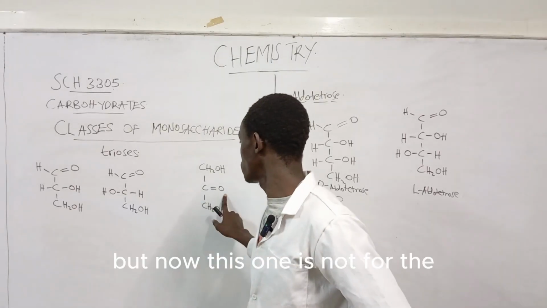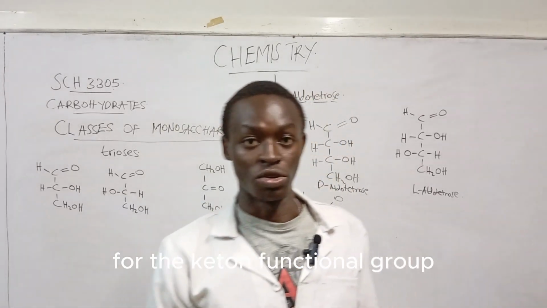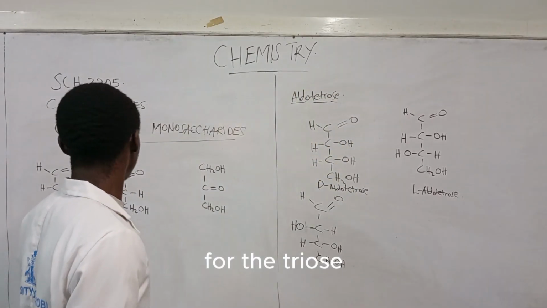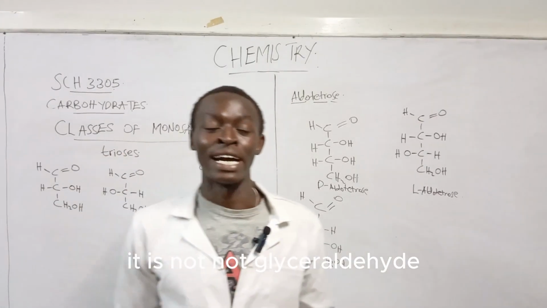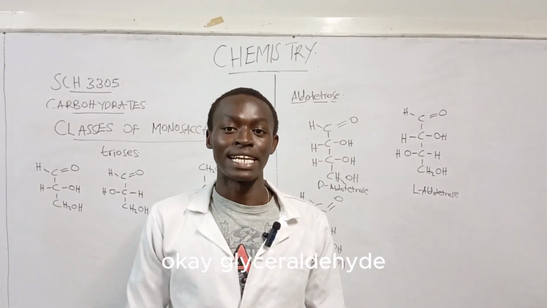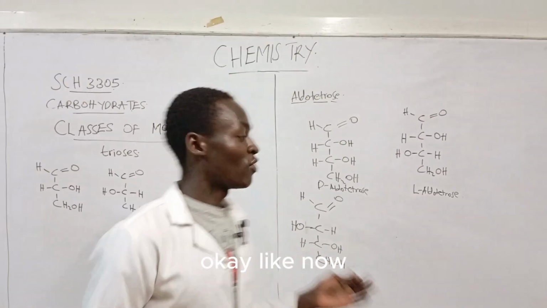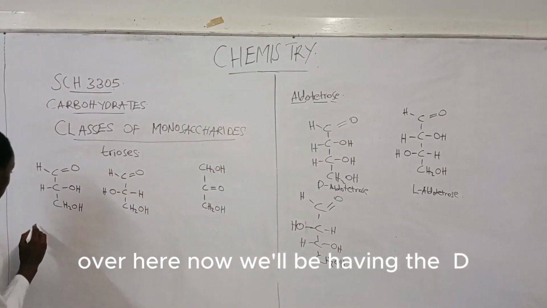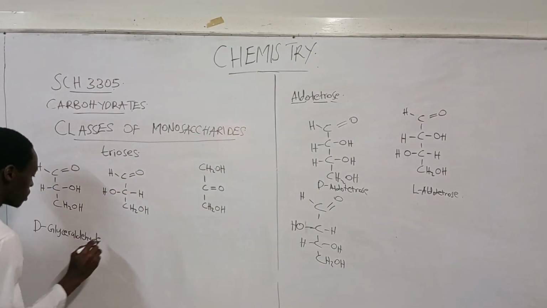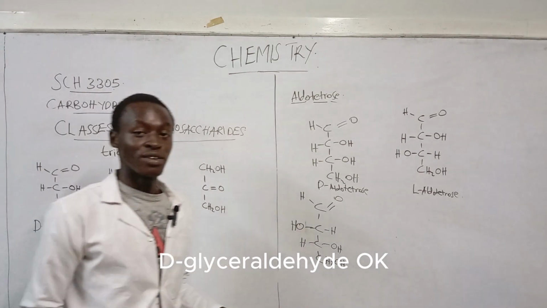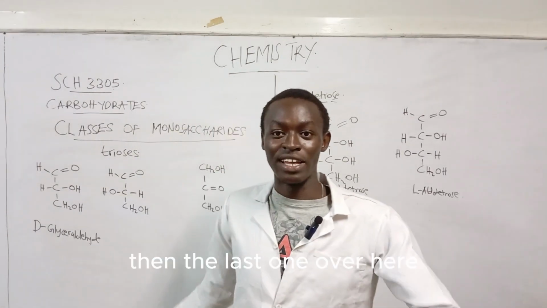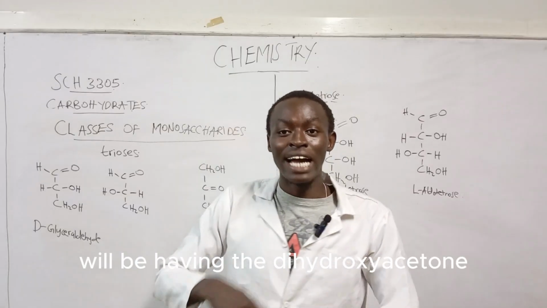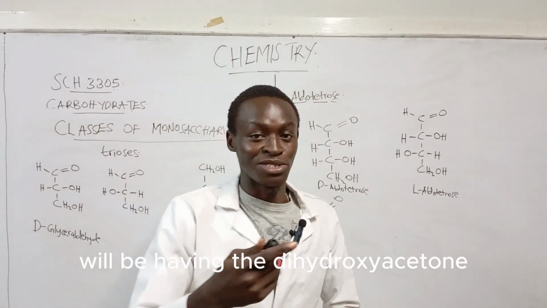But now this one is for the ketone functional group. For the triose, the aldehyde is known as glyceraldehyde. Like now over here we'll be having the D-glyceraldehyde, and this other one will be having the L-glyceraldehyde. Then the last one over here will be having the dihydroxyacetone.